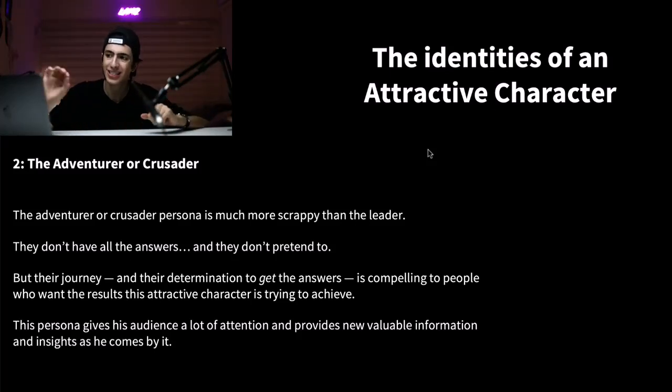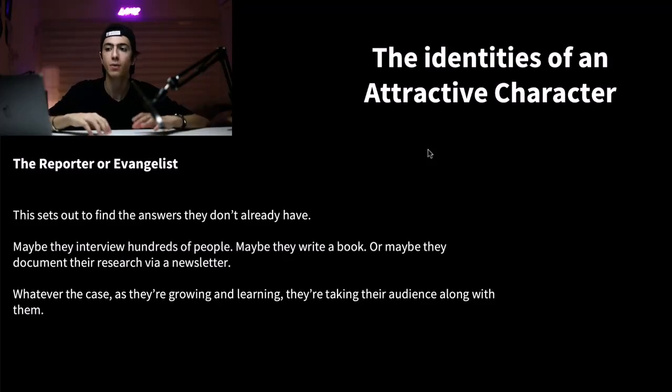And this, in my opinion, is the easiest identity of an attractive character to become, and I would 100% suggest you, if you haven't completed your journey as an attractive character and become a leader, the second most common is to become an adventurer. So I would highly recommend for you to adopt the identity of an adventurer, attractive character. Now then we have the reporter or evangelist, and this is pretty much an attractive character that sets out to find answers that they don't really have.